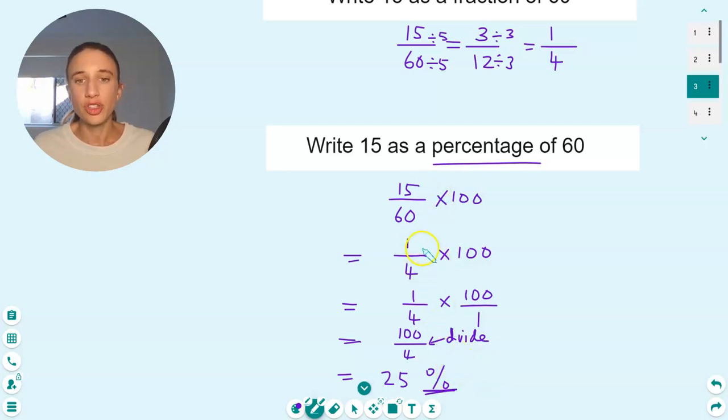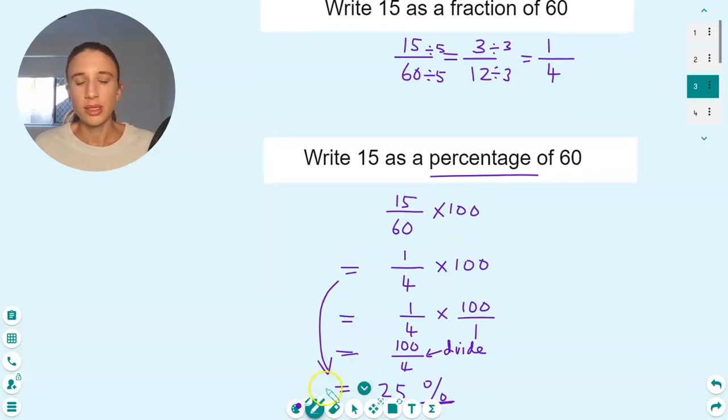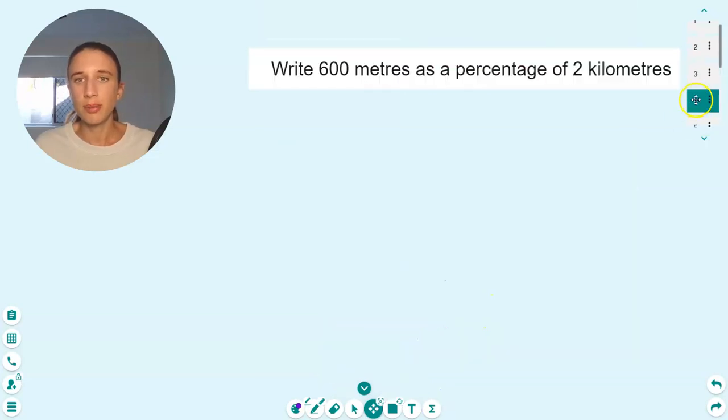Okay, and you could also just jump straight from here to here and realize that a quarter is one of those common decimals, percentage fractions, where it's 25%. So yes, you should memorize the common ones, okay? I will do another video on those, but let's keep going.